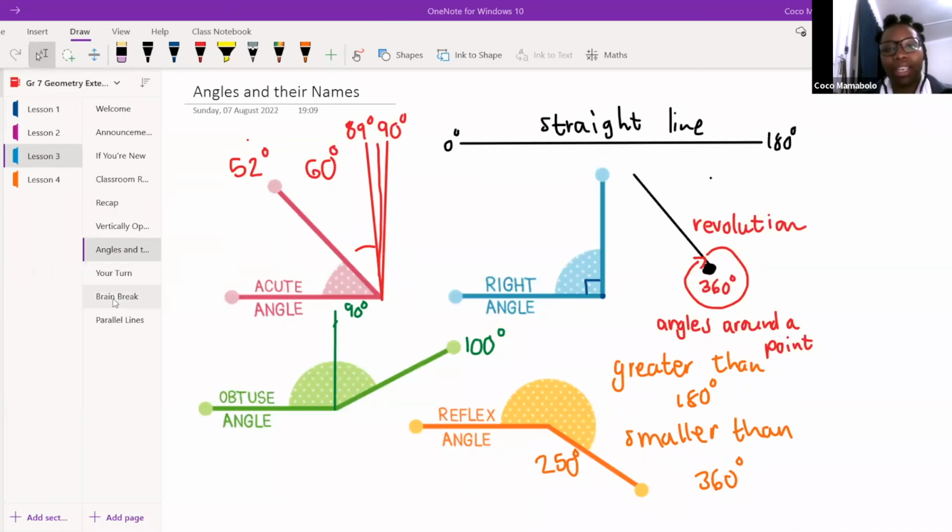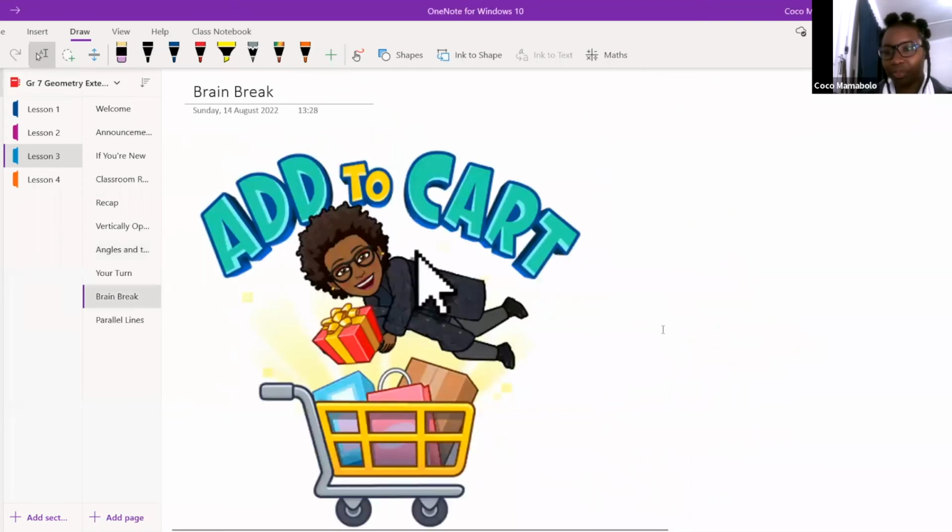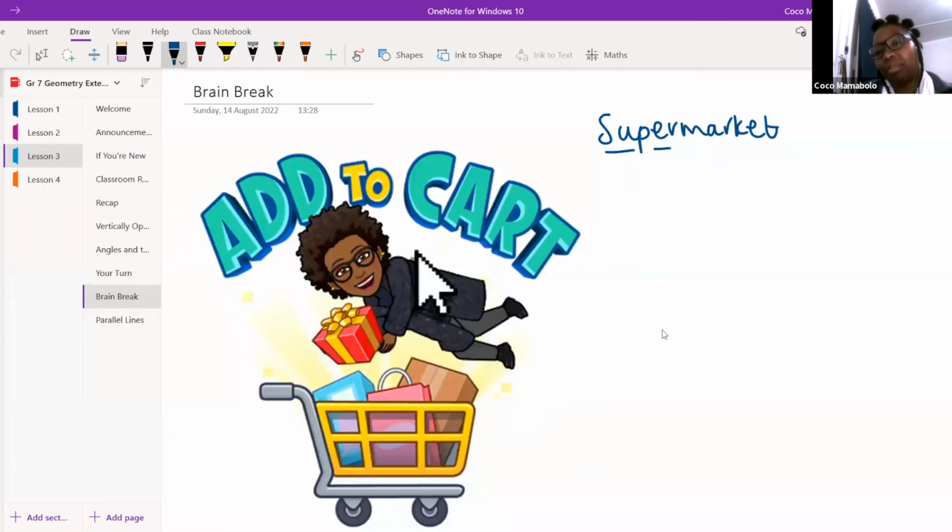All right, let's take a quick brain break. Teacher Cat, are you ready? Okay, excellent. So today we're going to the supermarket. You and I are going to the supermarket. And remember, we were playing stack up last time. So you need to remember what it is that I buy, and you need to add to my cart as we go. Okay, are we ready?